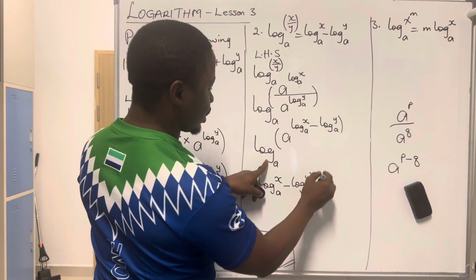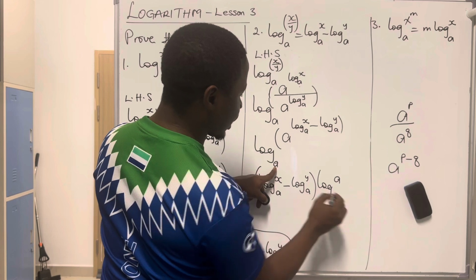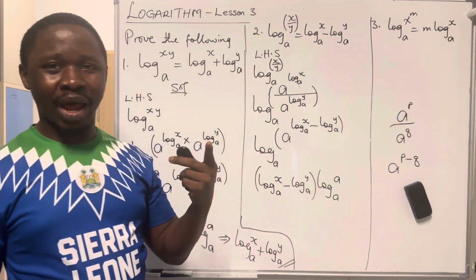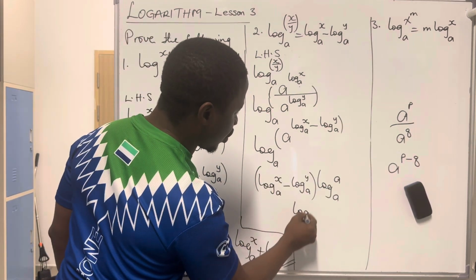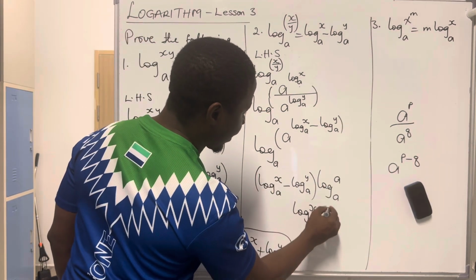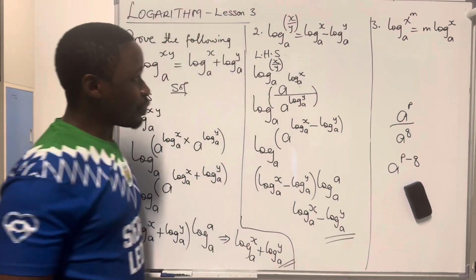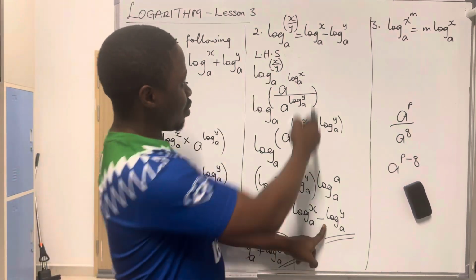Then what is left here with us is log a base a. But what is log a base a? They are the same. It is 1. 1 times the bracket is the bracket, which is log x base a minus log y base a. So we can see that log of x over y is actually equal to this one.